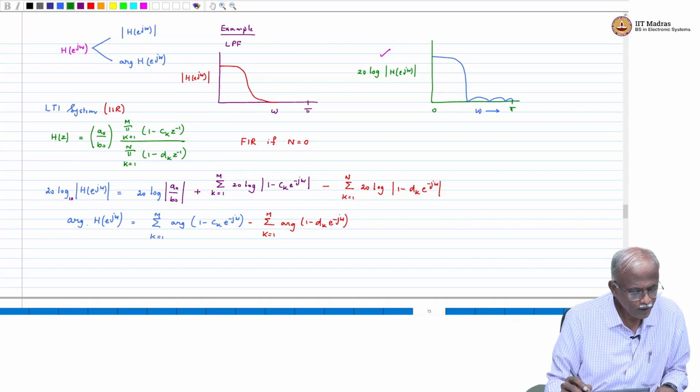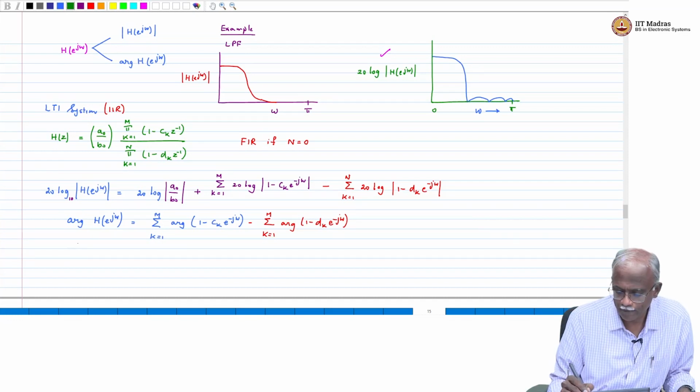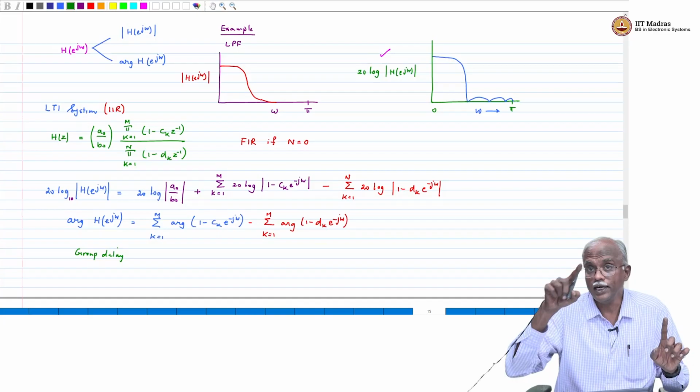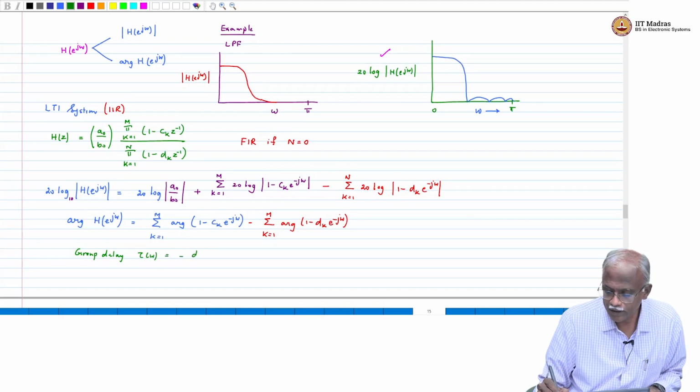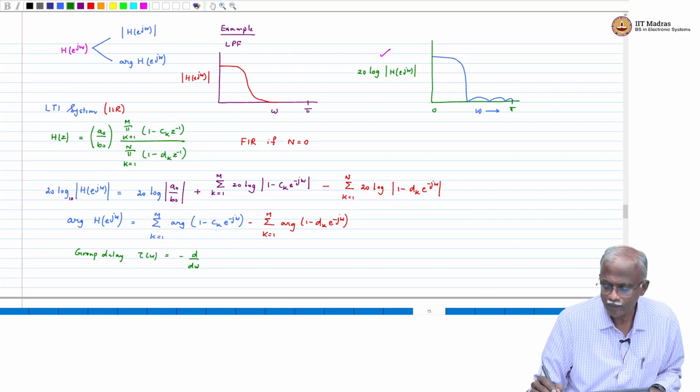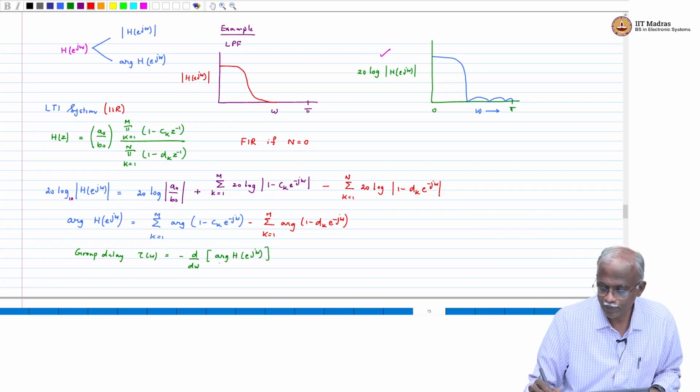And finally, if we are interested in the group delay, remember, we must be working with the unwrapped phase. So we then get tau of omega as minus d by d omega of the argument of H e of j omega, the total LTI system's response, but it must be the unwrapped phase. Only then can we get the group delay.